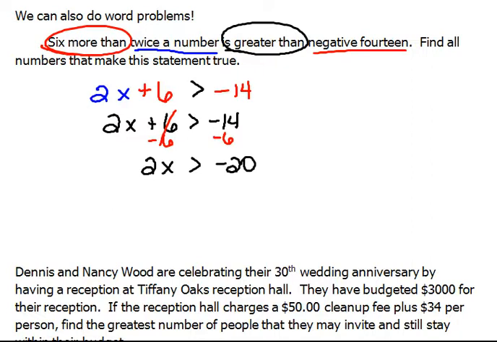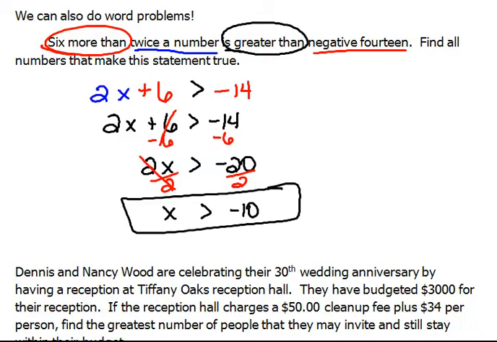Now to get x alone, we have to divide both sides by 2, which will leave us with x on the left, and negative 20 divided by 2 is negative 10. Now again, we did not multiply or divide by a negative, so our symbol stays the same.